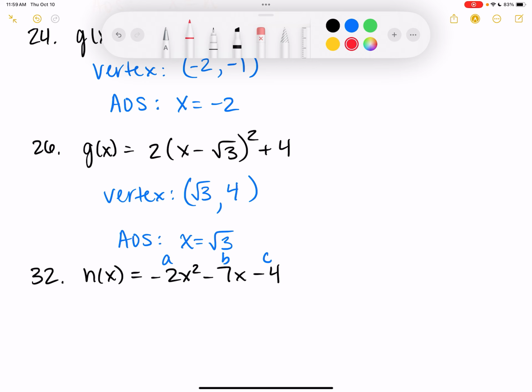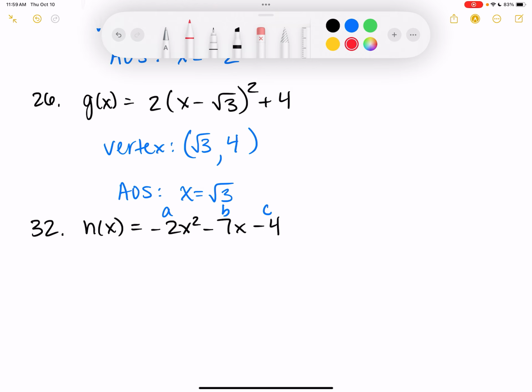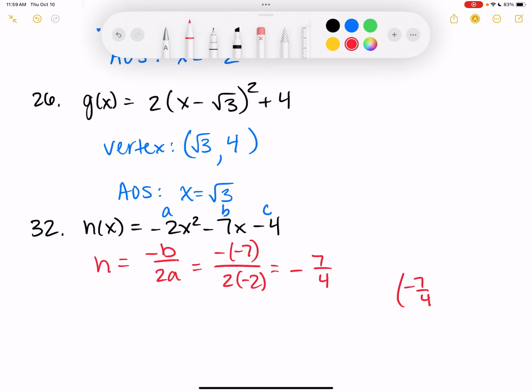Okay. All right, what'd you say? H equals minus B over 2A. So it's negative b over 2a. So negative times negative 7 over 2 times negative 2. So that's going to end up giving me negative 7 over 4 is h. So that is the x coordinate of my vertex.